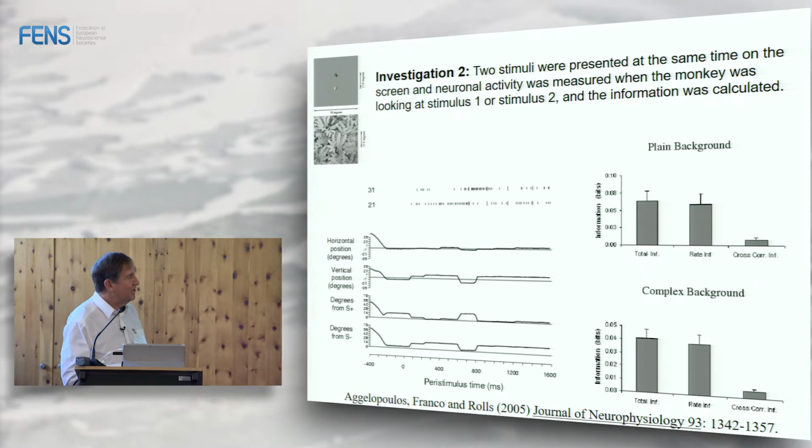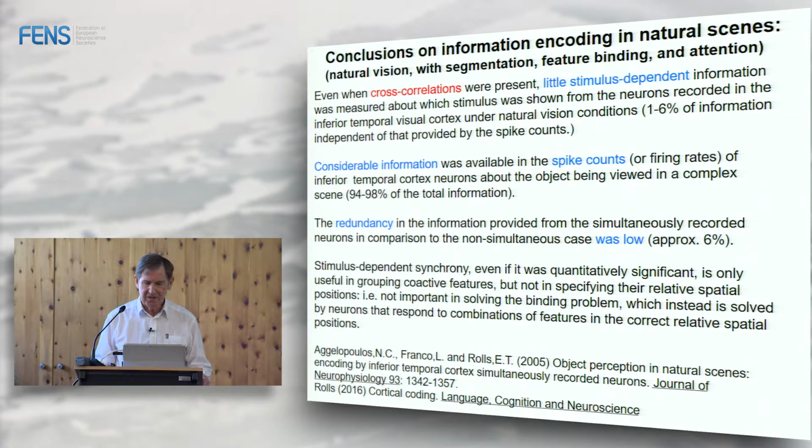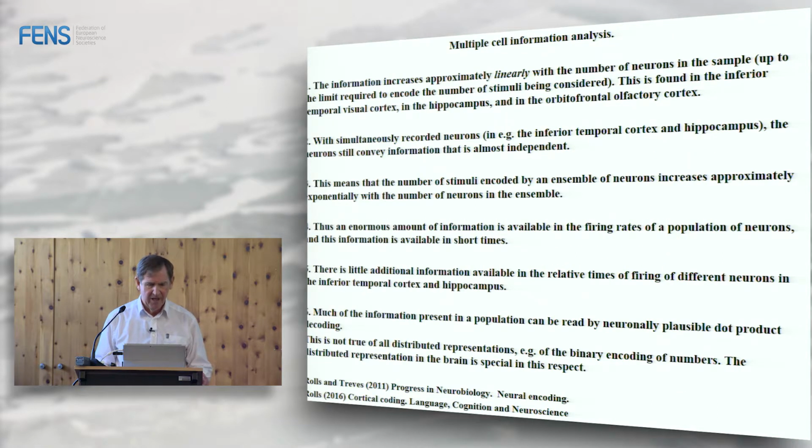Even under natural visual conditions, the cross-correlation information, the temporal binding, if you like, is very low, and the rate information accounts for almost all of the information, okay? So that's just to say that information encoding, even in natural scenes, has little stimulus-dependent cross-correlation. Most of it's in the spike counts, okay? So just a rate code is basically the conclusion that comes out of multiple cell information analysis.